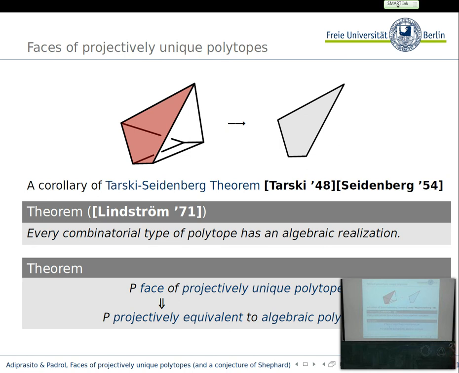And our universality theorem for a projectively unique polytope is the following. It says that if you give me a polytope which is projectively equivalent to an algebraic polytope, I can find a projectively unique polytope that has this polytope as a face. I mean, of course, you give me the face, I will build a projectively unique polytope that has this as a face, but it's not a facet. So the gap of dimensions could be huge.